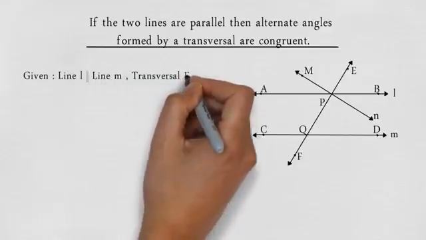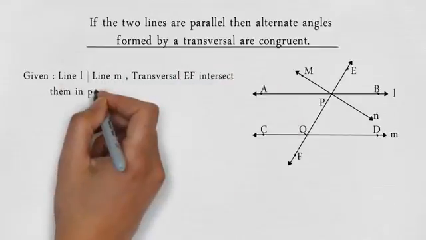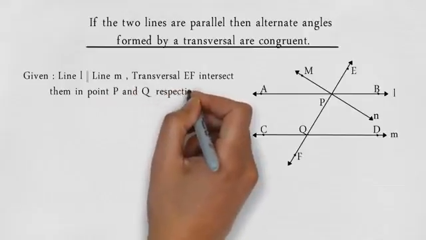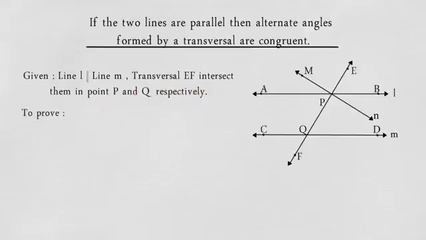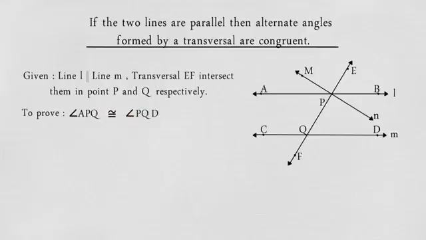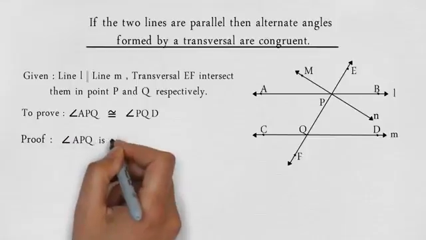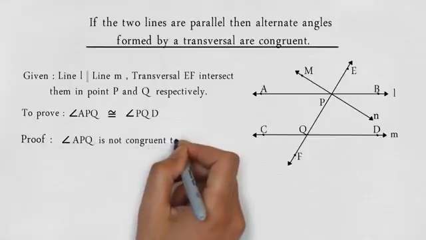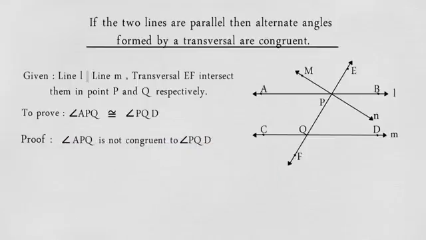Given, line L is parallel to line M. Transversal EF intersects them in points P and Q respectively. To prove, angle APQ is congruent to angle PQD. Proof. Suppose angle APQ is not congruent to angle PQD.